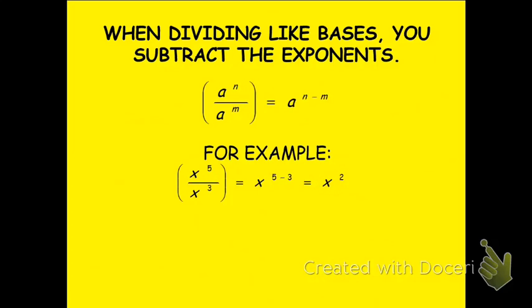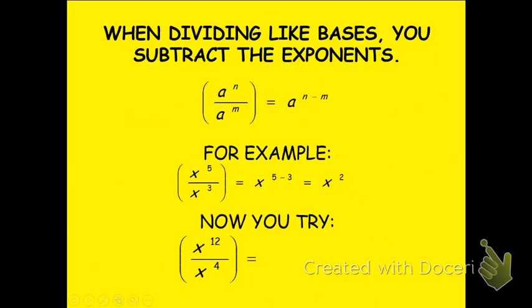Okay? So now, you guys try your example. Yes, now we know all we're going to do is take x, same base, our first exponent, which is 12, subtract that by 4. 12 minus 4 should give us 8. So we know our answer in this one should be x to the 8th. There we go. Okay, good job, guys.